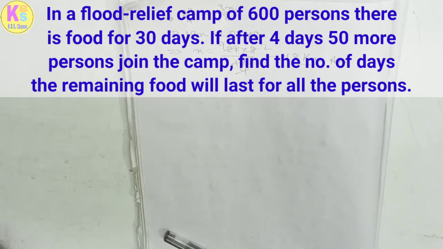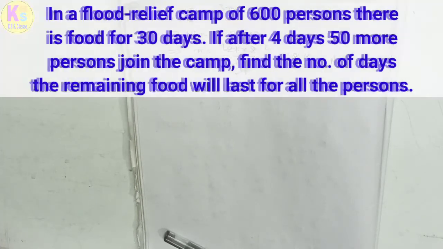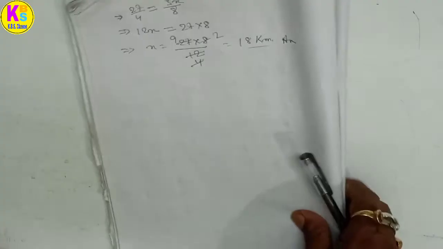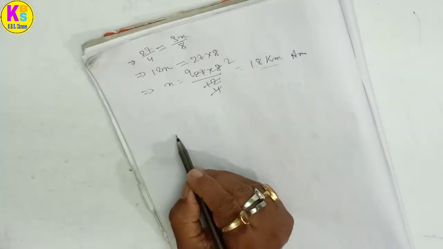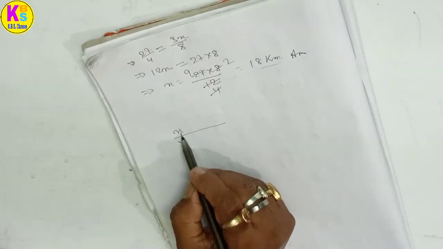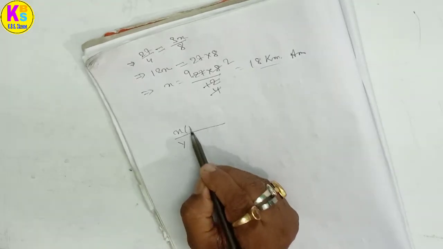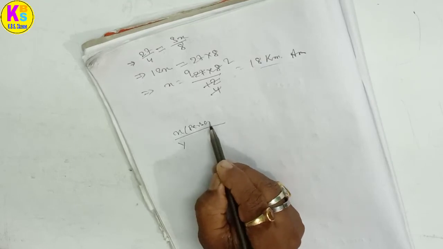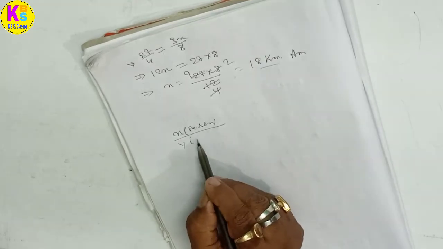Now the sum is that 600 persons were there and the food for them for 30 days was there, but 4 days have passed, so we shall have the time of only 30 minus 4 days. Here the two quantities are x and y. X is suppose number of persons, these are the persons, and these are days.